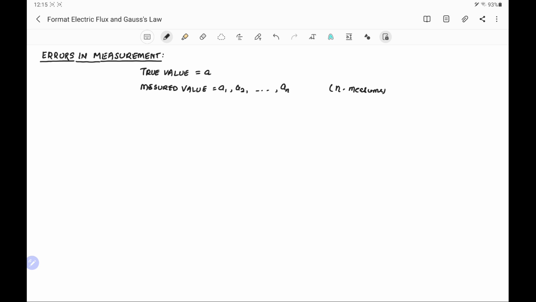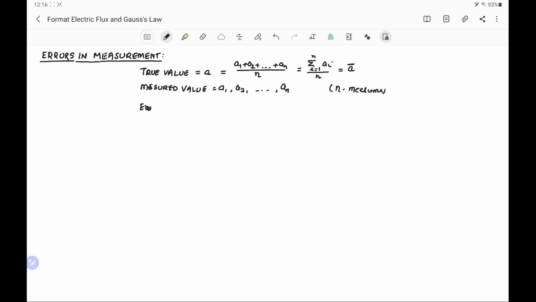If the true value is not given, in that case, the mean of the measured values will be treated as the true value. That means this true value A can be calculated using the mean. Mean means we have to sum all the measured values and divide by the number of measurements, that is n. Or in short, we can write it as summation i = 1 to n of ai divided by n. This is the mean value and we represent it by a bar. This a bar represents the mean.